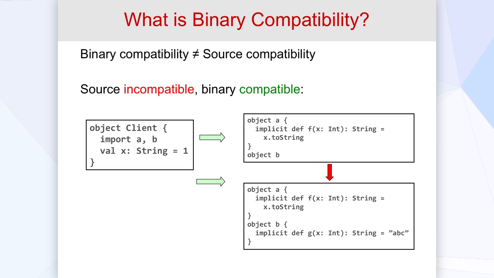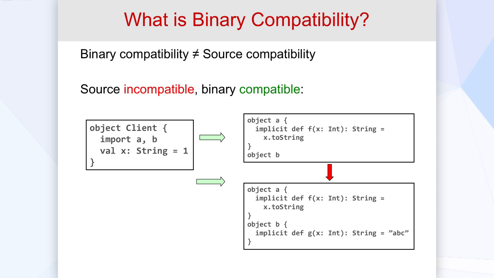If you do that, then if you run the binaries, nothing will happen because the implicits have been resolved already. But if you recompile the client, the recompile will say, no, you can't do that. It's an ambiguous implicit. So that would be a source incompatibility. You can't recompile, but as long as you don't recompile, everything is good.